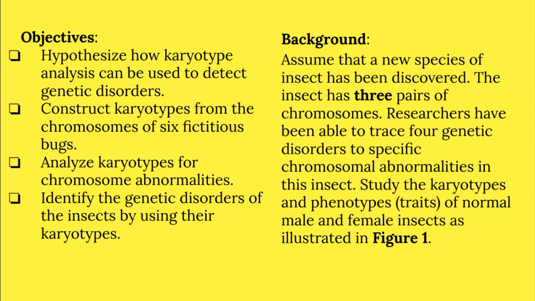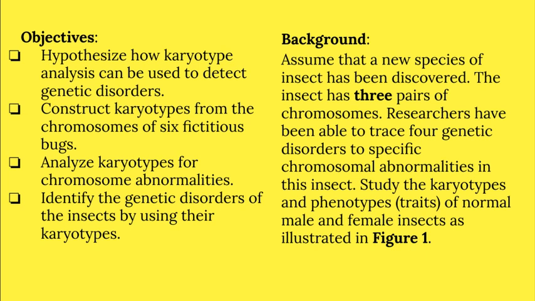Objectives for this activity. Hypothesize how karyotype analysis can be used to detect genetic disorders. Construct karyotypes from the chromosomes of 6 fictitious bugs. Analyze karyotypes for chromosome abnormalities. Identify the genetic disorders of the insects by using their karyotypes.